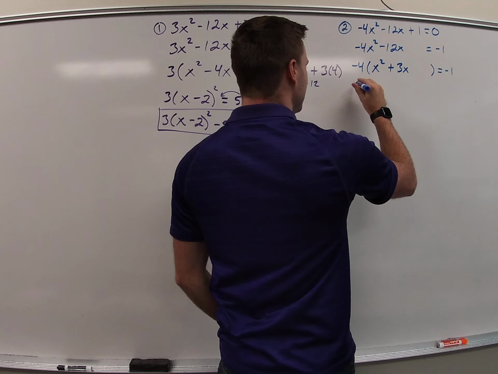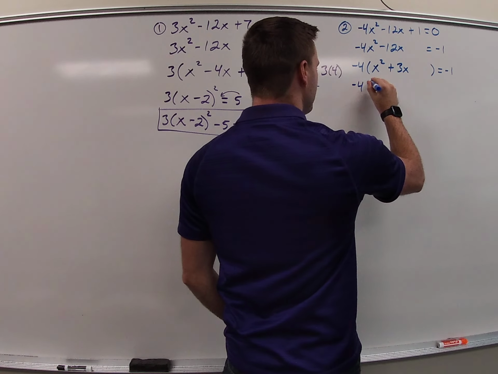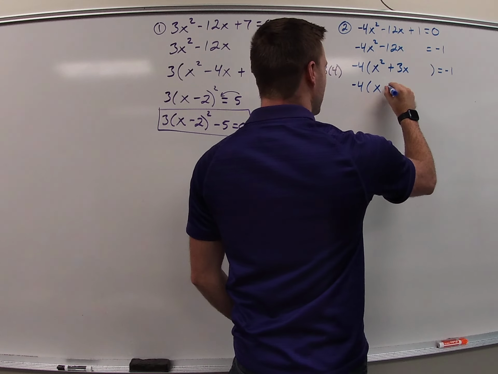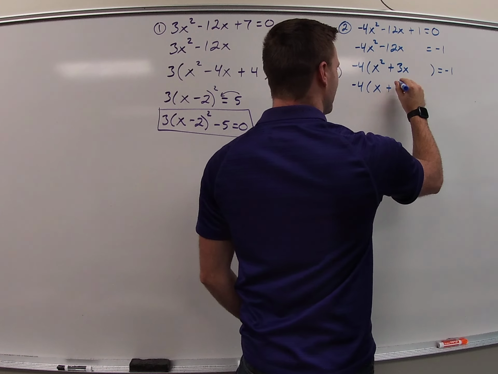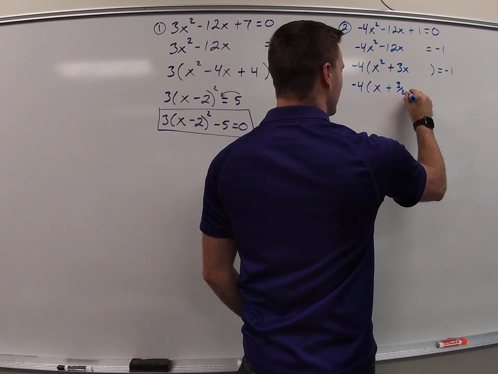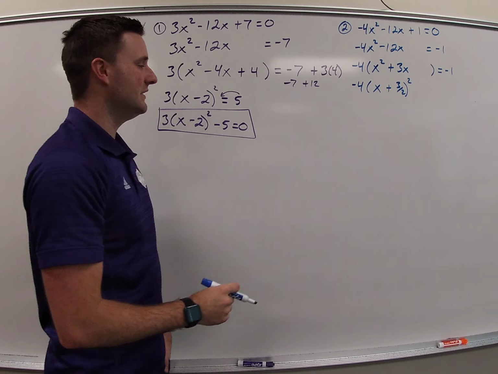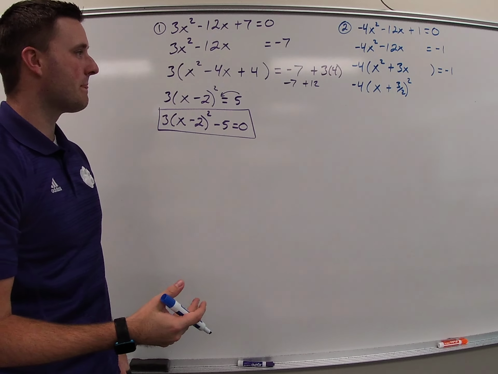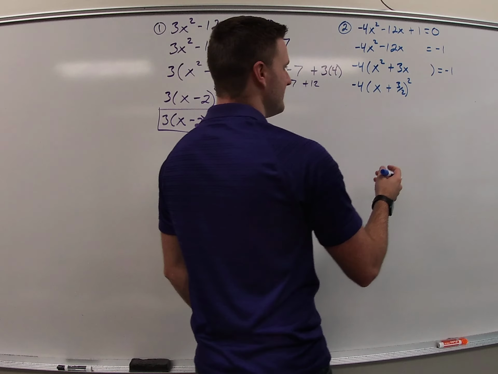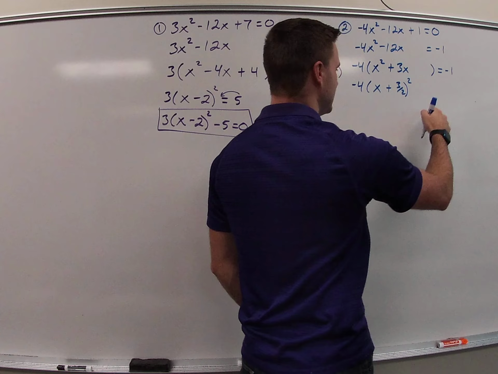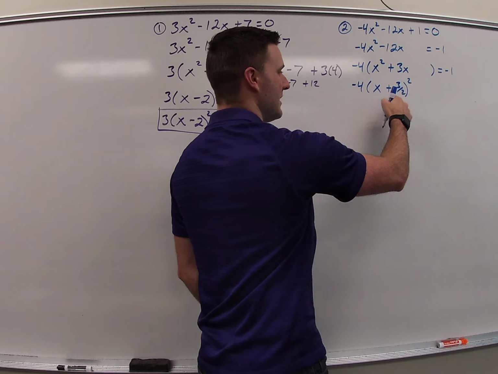Well, that's exciting. So we have this -4, and inside parentheses, I have x plus half of 3, which is 3 over 2. And that is my square, reminding me to square that term, and then equal to this negative 1. So remember that square is my reminder to square that.